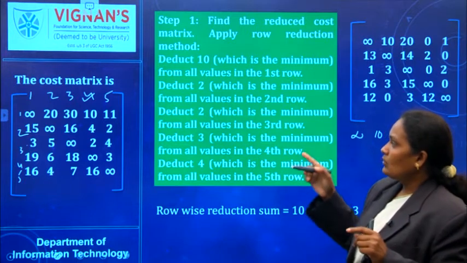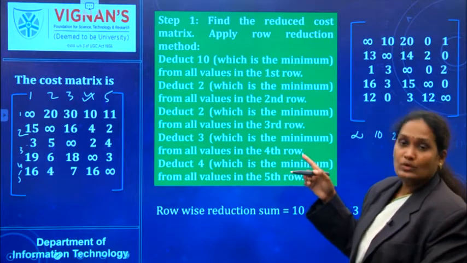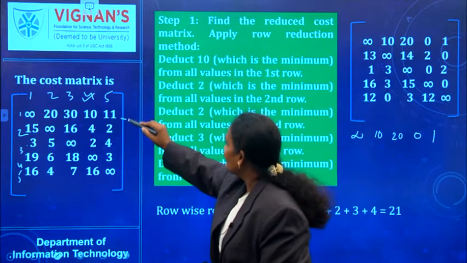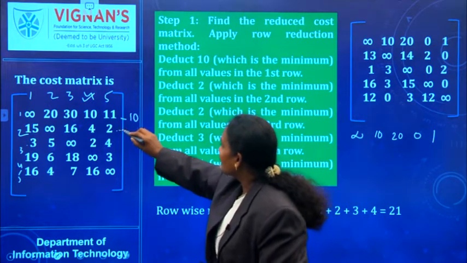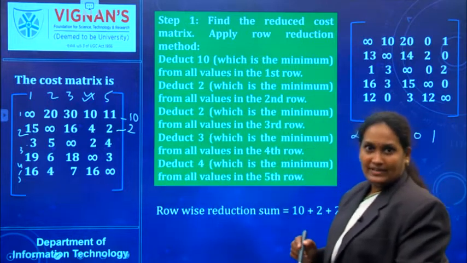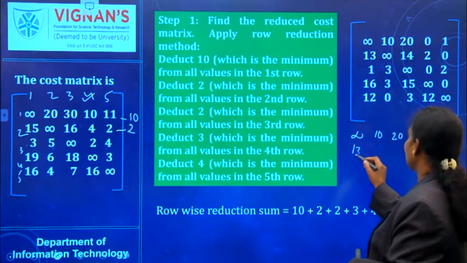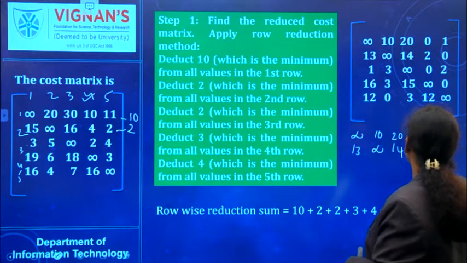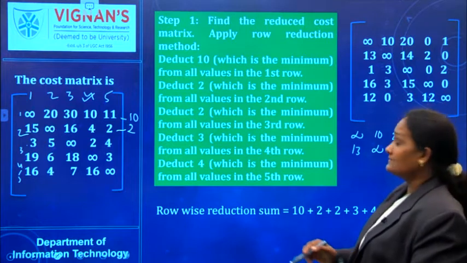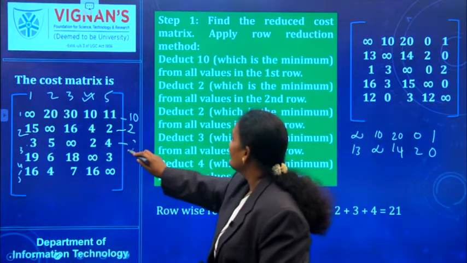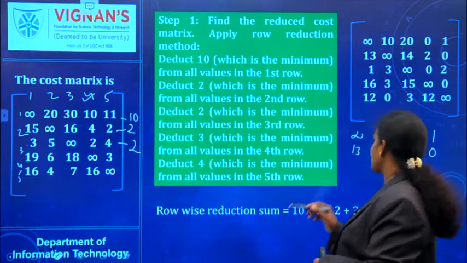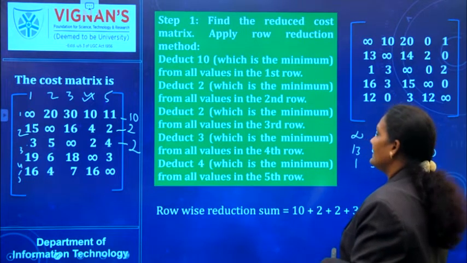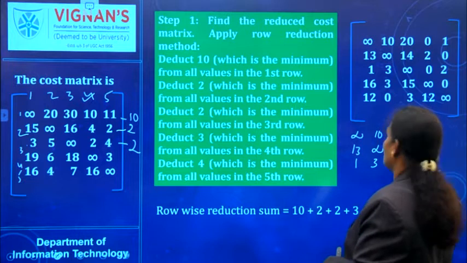Now what about the second row? What is the minimum entry in the second row? 2 is the minimum entry. In the first row, 10 is the minimum entry; in the second row, 2 is the minimum entry. We need to subtract 2. That is 13, infinite, 14, 2, 0. In the third row, what is the minimum entry? 2 is the minimum entry. By subtracting 2, what we get is 1, 3, infinite, 0, 2.